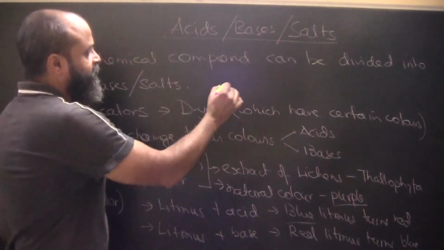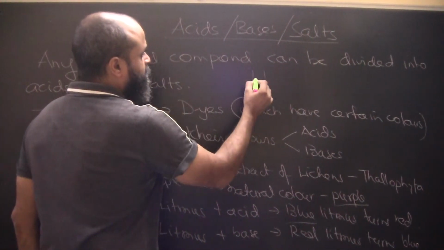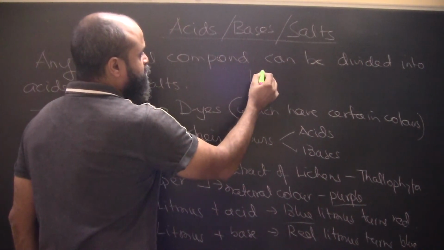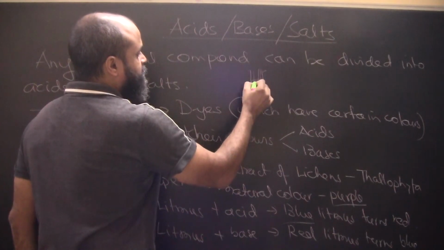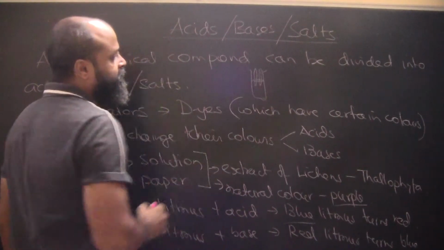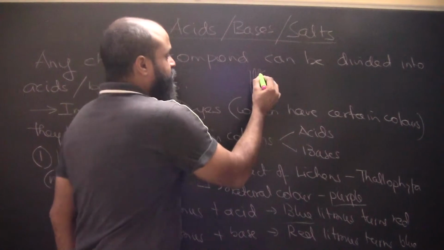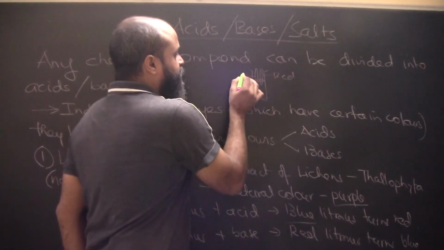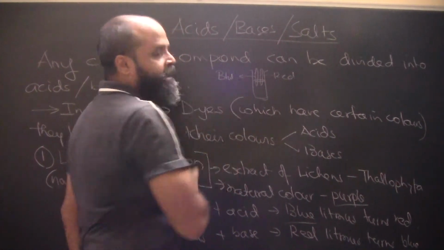Whenever we have a compound, let's say it's taken in a test tube, we can dip both the litmus papers, which we must have all seen. We can dip the red litmus paper and the blue litmus paper in it.